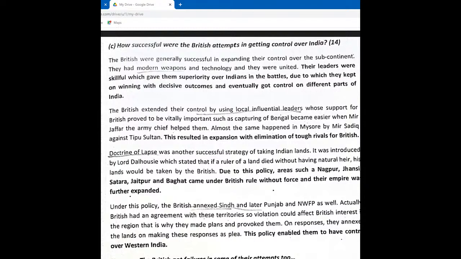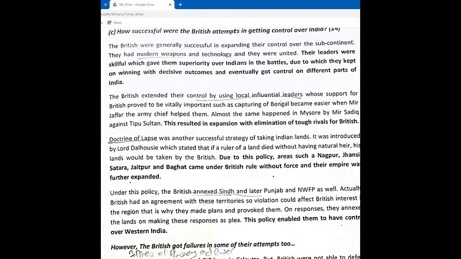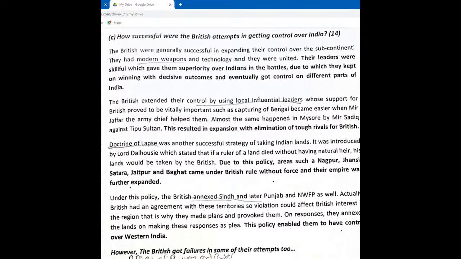Okay. So in such a question, how successful were the British attempts in gaining control of India? We've seen multiple attempts by the British in gaining control of India. At times, they provoked leaders to war, they introduced different treaties, they bribed different leaders, and all of these tactics, right? So you need to write about successes, how many of those tactics were successful, and how many of those tactics failed at the same time.